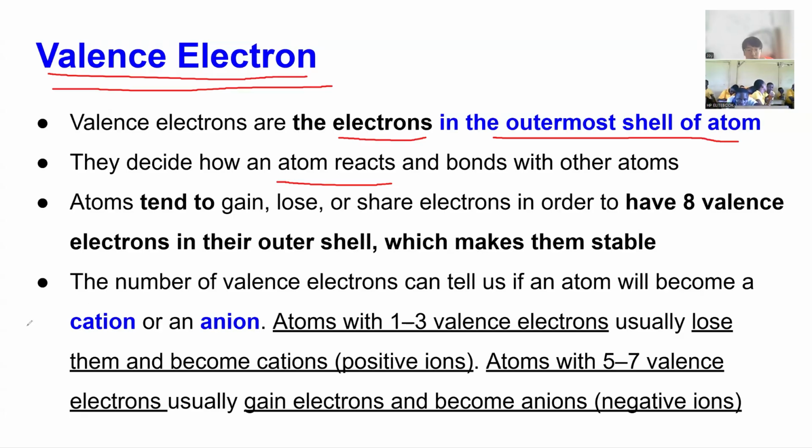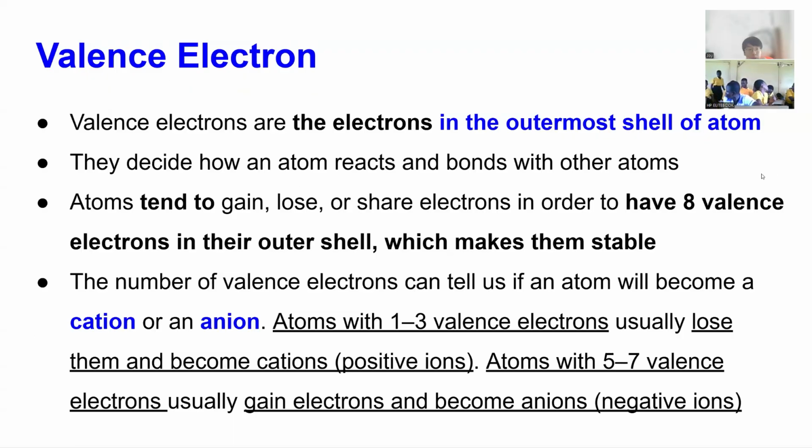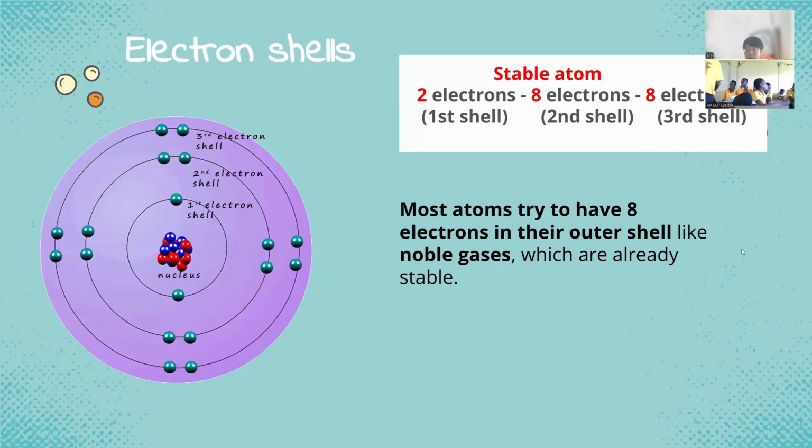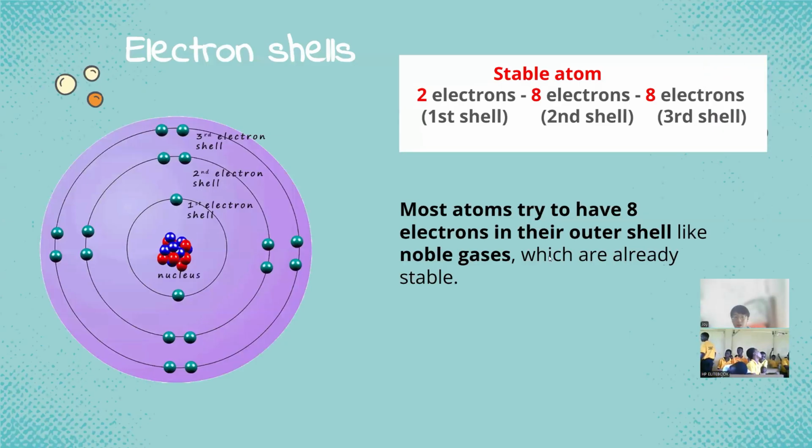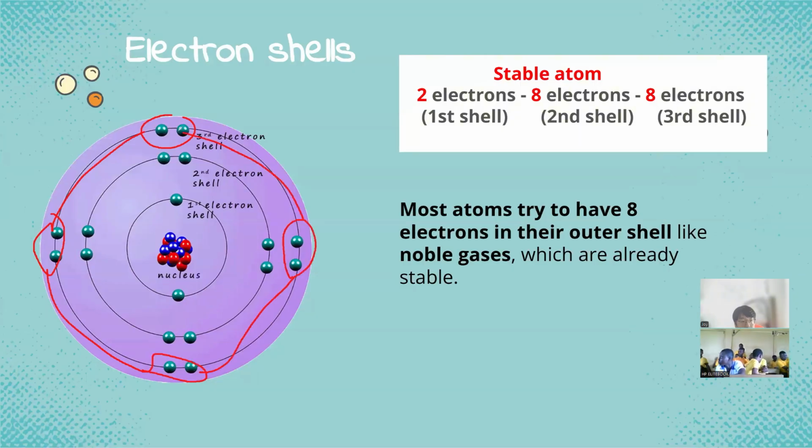These are just all words, so I'll explain it better with a picture. You don't need to read all this. So let's not read the words and look at this picture over here. The valence electrons are all the electrons on the outside. So over here, all of these are valence electrons on the very outside shell of an atom.